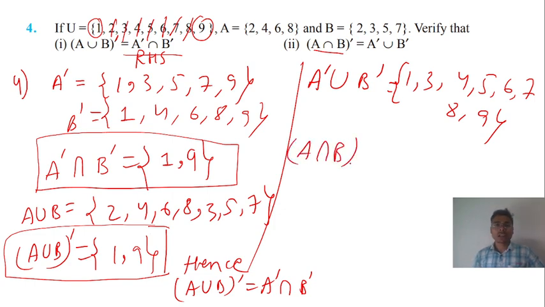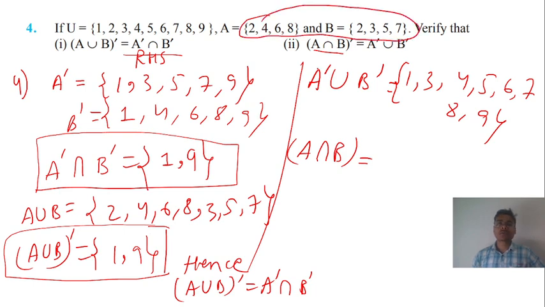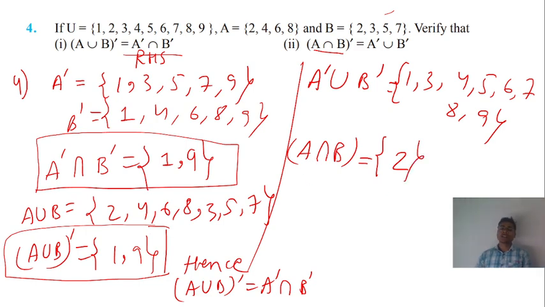So we are writing A intersection B first. For writing A intersection B, we will have to find common elements which they two have. So what is the common here? Common is 2, so we will write 2. And what else is common here? Nothing else. So just 2 is the only element that came under A intersection B.